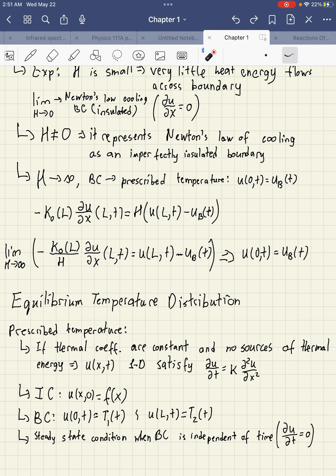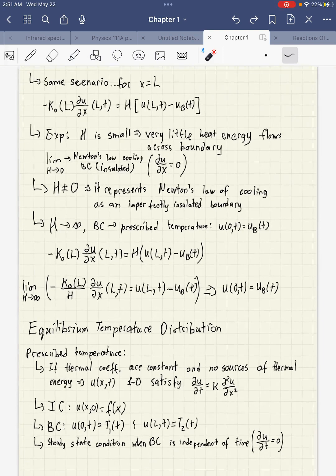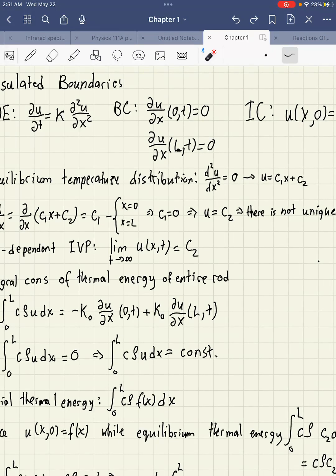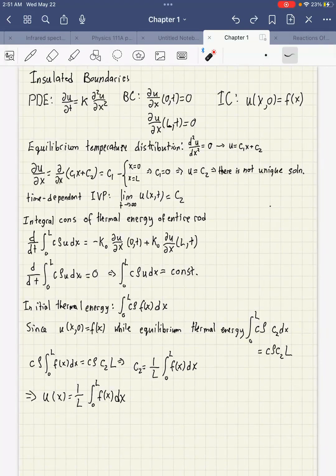And there is this condition called the steady state condition, where the boundary condition is independent of time. So in our insulated boundaries, there is no heat flow we observe at all. One end is this temperature, the other end is that temperature, but since there's no heat flow at all, it reaches thermal equilibrium. So at the boundary, the heat flow must be equal to 0.